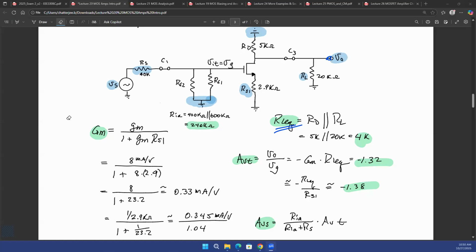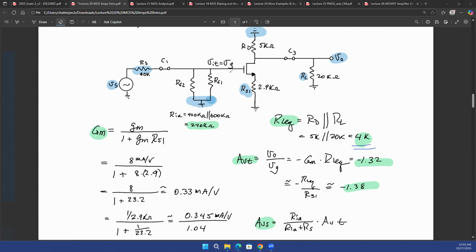All right. So at the output terminal, you basically have your RD in parallel with RL. That's your equivalent resistance at this terminal, which is your output. And you solved this in the last lecture and found out that the equivalent output resistance is nothing but RD in parallel with RL, which gave you 4 kilo.